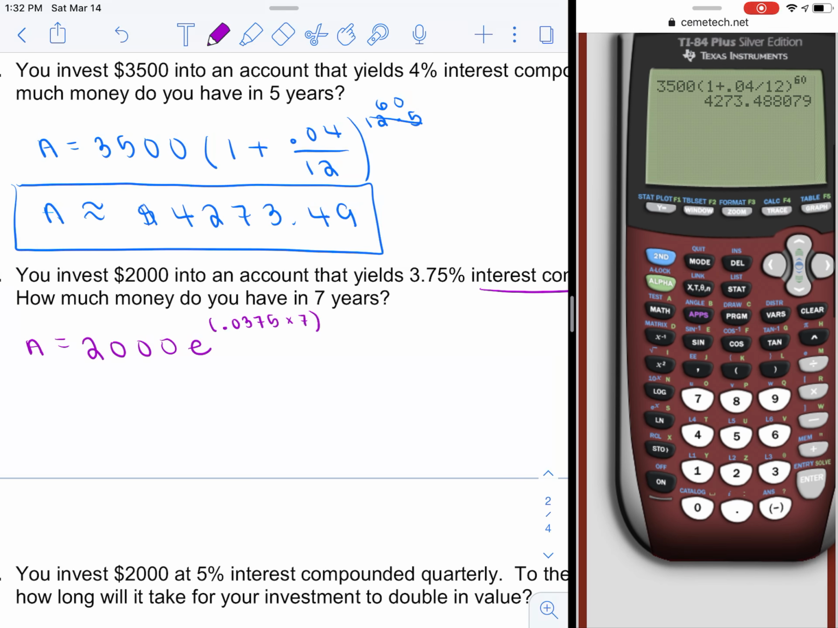Now, in your calculator, you can type in 2,000, and then that E button is to the left of the 4, but we have to hit second and then that natural log button. And then we can type in the 0.0375 all times 7. Oops, don't need that. And you get a value of approximately $2,635.